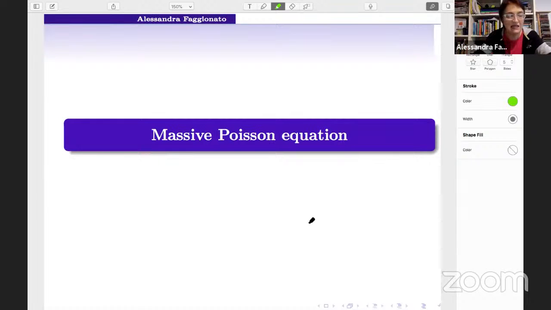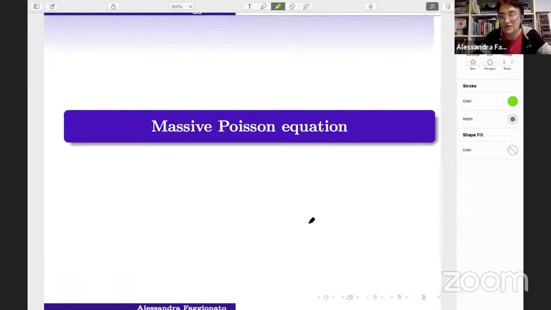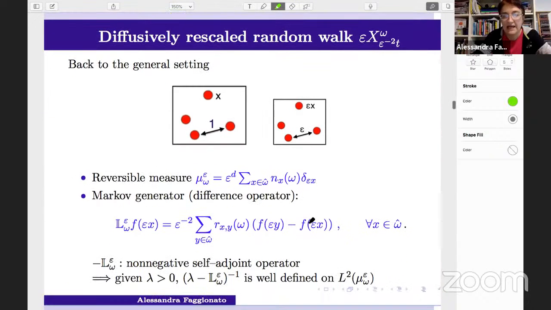Now I discuss another application, which is given by the massive Poisson equation. Again, I have to say that the discussion I gave before referred to their model, the random walk on the supercritical percolation cluster, but my language was general, so these arguments are completely general. The discussion I give now is for the general setting, not only for the supercritical percolation cluster. I am interested in the diffusively rescaled random walk. So epsilon is my scaling parameter. Here I accelerate time and I zoom in space.